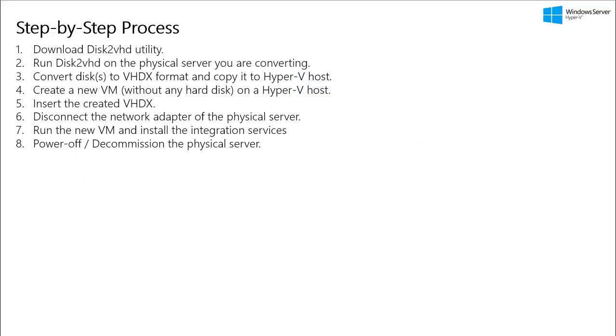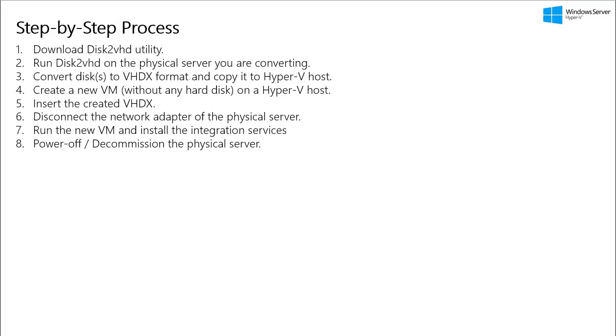So here is the step-by-step process. First, we are going to download the Disk2VHD utility and run it on the physical server on which you want to convert your disks into VHDX. We are going to convert the disk into VHDX format and copy it to the Hyper-V host, and then we'll create a new VM without any hard disk on the Hyper-V host and attach the VHDX to it. Then we'll disconnect the network adapter of the physical server to avoid any IP or hostname conflict, and then we'll run the new VM and install the integration services, and if everything is up and running, we can power off or decommission the physical server.